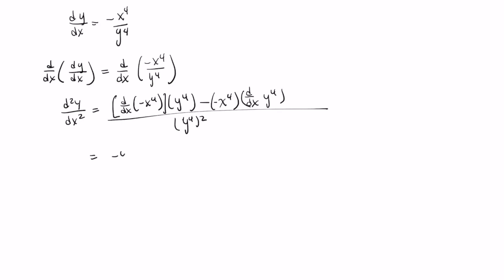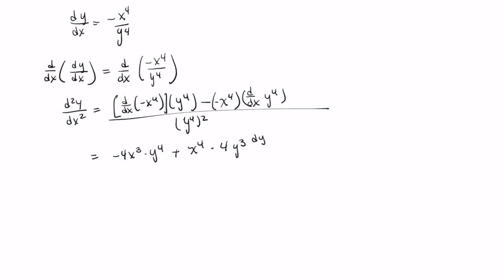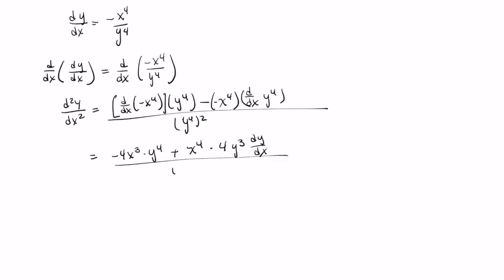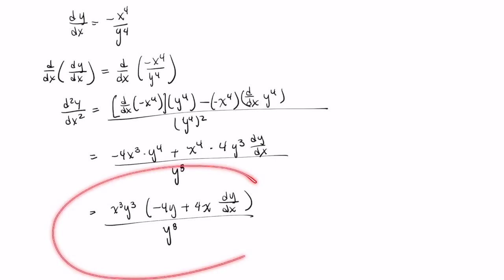So this is negative 4x cubed times y to the fourth plus x to the fourth times 4y cubed dy over dx, and divided by y to the eighth. So seeing as I have x cubed and y cubed in common, I'm going to factor those out to the front. And that leaves me with this expression here.